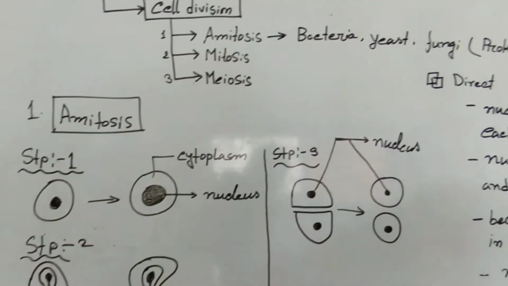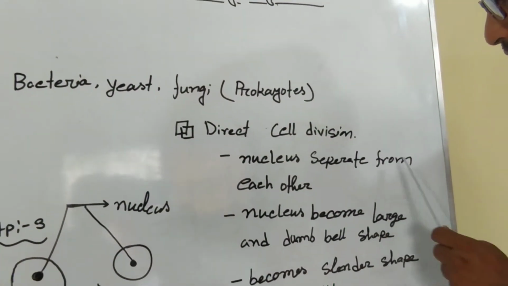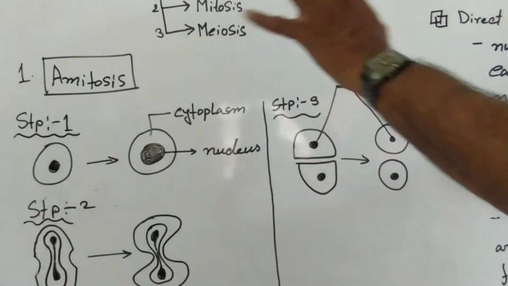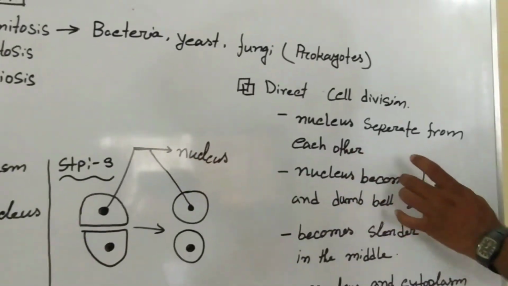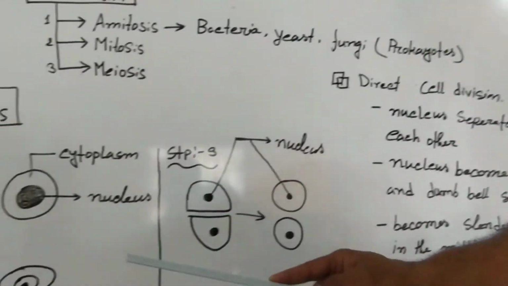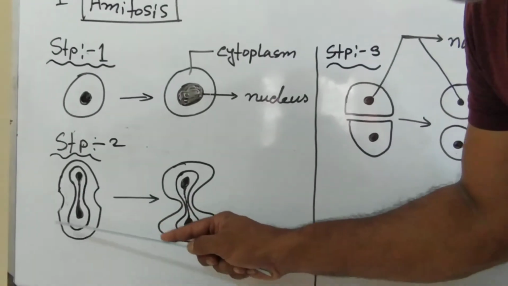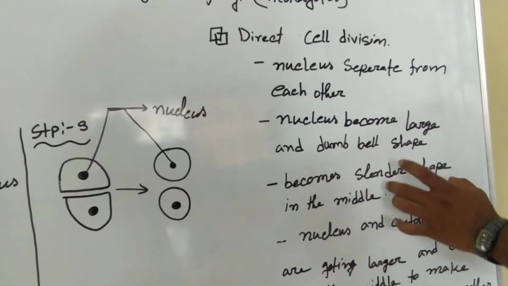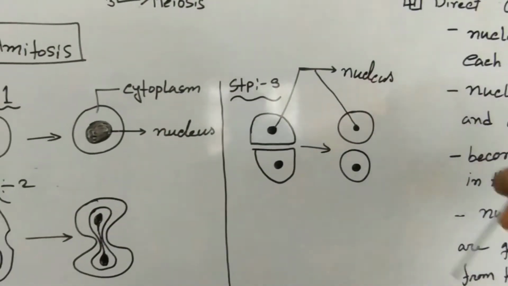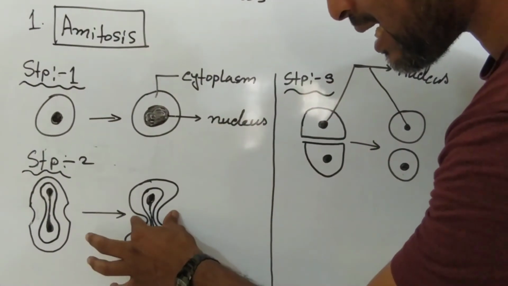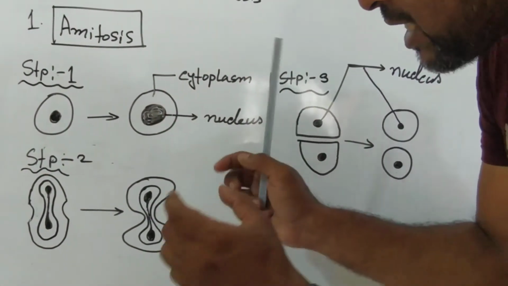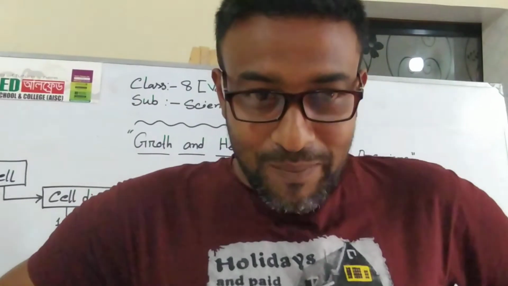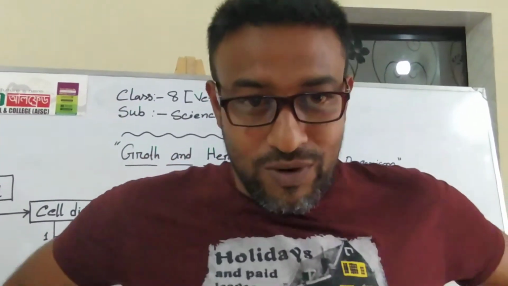In the first stage, as I said, the nucleus separates from each other. Step 1, the nucleus separates in the mitosis process. The nucleus becomes larger and takes a dumbbell-like shape. You see that here. Third, it becomes a cylinder shape in the middle. When the process actually starts, in the second step, it takes a cylinder shape and is squeezed in the middle of the cell. As a result, what happened? If someone puts a hand and squeezes in the middle, all the things come up and down, and the middle part is squeezed.